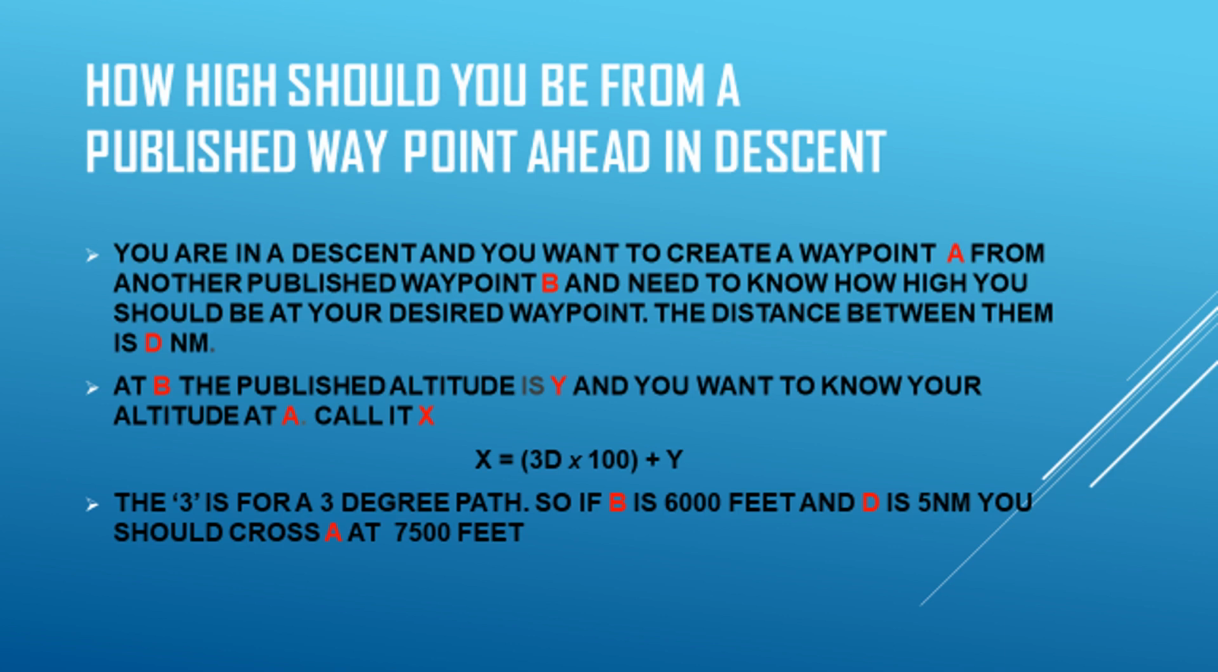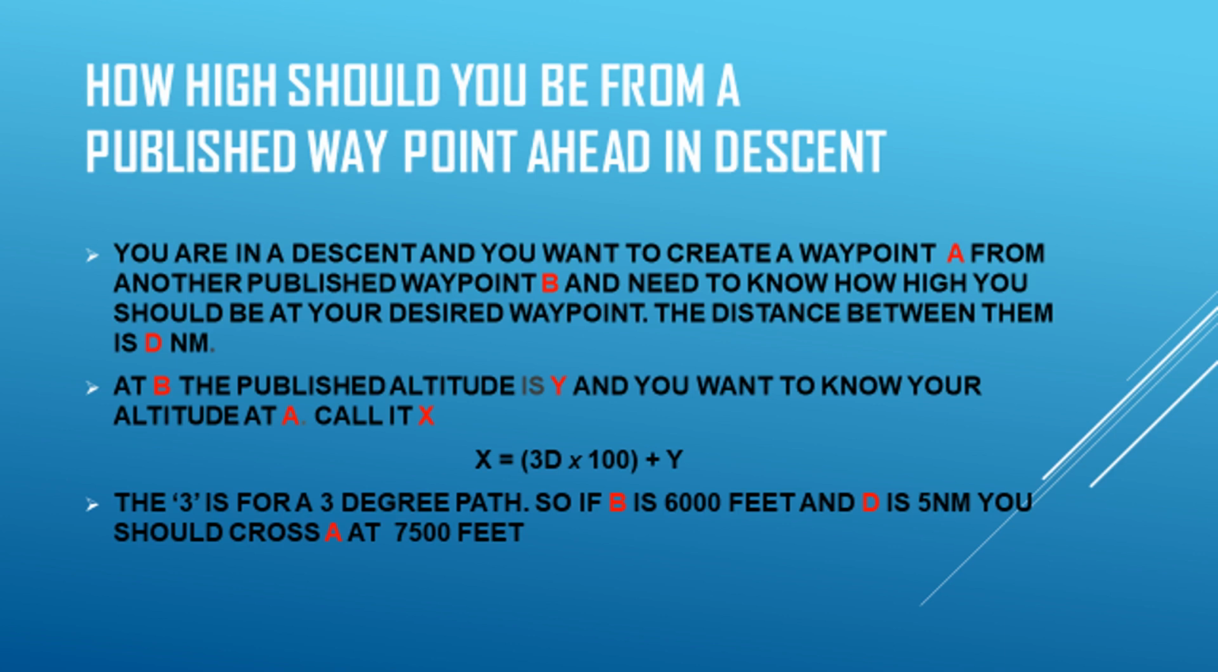You want to know how high you should be before waypoint B, which is at A, and you call that height X. A formula which I often use is X = 3D multiplied by 100, plus Y. So the 3 is just for a 3 degree glide path. For instance, let's say B is at 6,000 feet on the chart, and you want to create a waypoint 5 miles from this position, which is A.